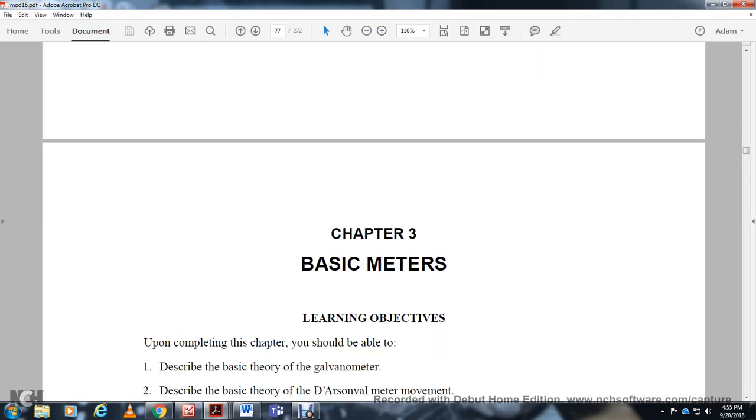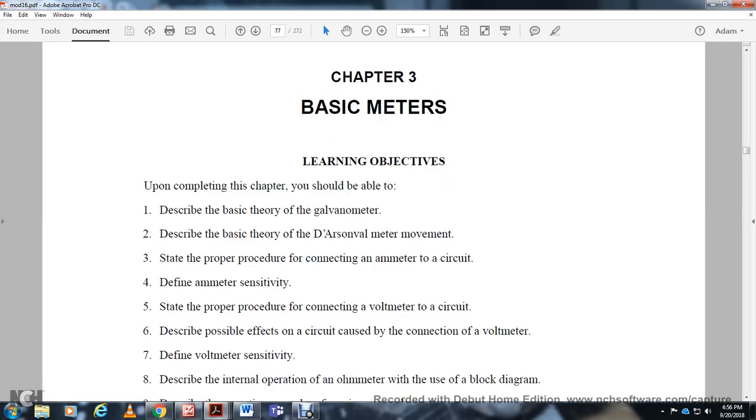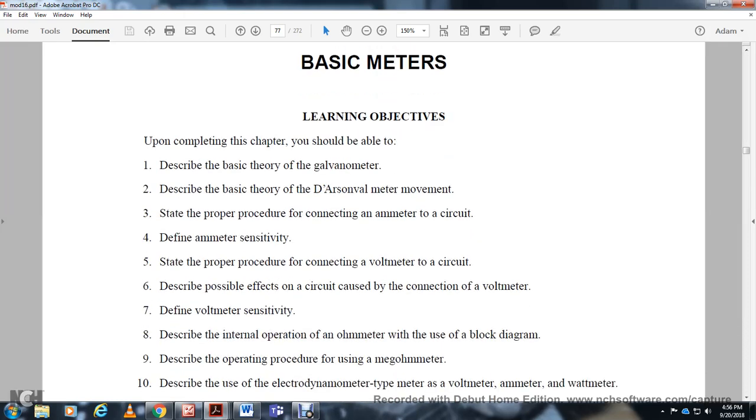Chapter 3, Basic Meters. Learning objectives. Upon completion of this chapter, you should be able to explain the basic theory of the galvanometer and the basic theory of the D'Arsonval meter movement. Study the proper connection of the ammeter to a circuit and define ammeter sensitivity. Study the proper connection of the voltmeter to a circuit, describe the possible effect on the circuit of connecting the voltmeter, and define voltmeter sensitivity.